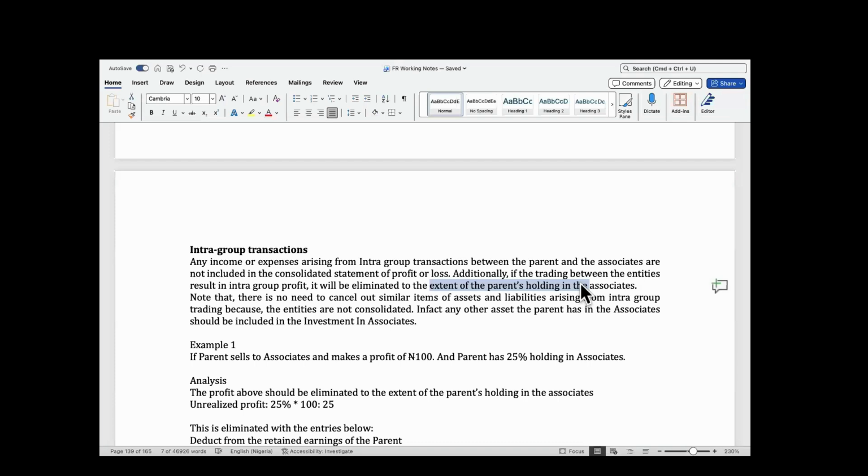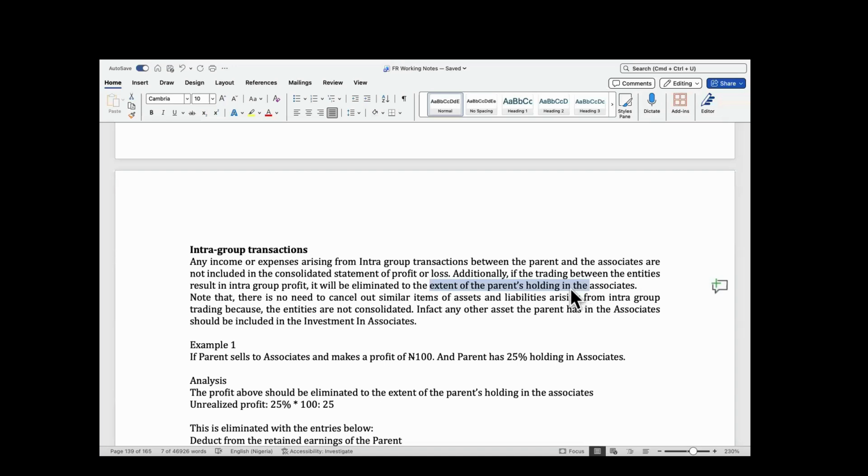So the major questions you find the examiner asking you is that there will now be trading between the parent and the subsidiary and the associate. There will be trading between them and they will make profits. You have to eliminate such profits. But when you are eliminating it, you will not eliminate it only like you do for subsidiary. You are only going to eliminate to the extent of your holding in that associate. You will see how that works.